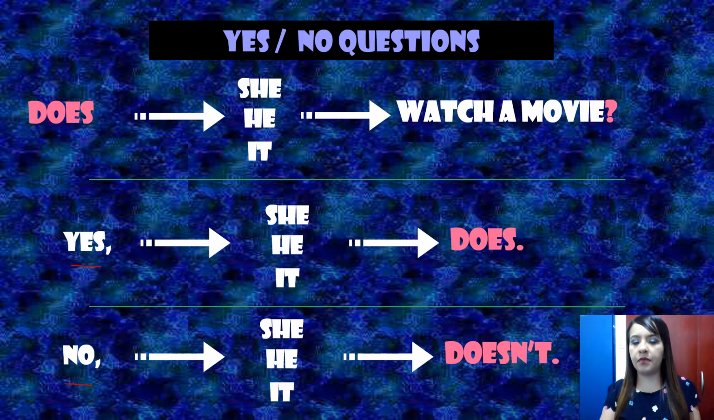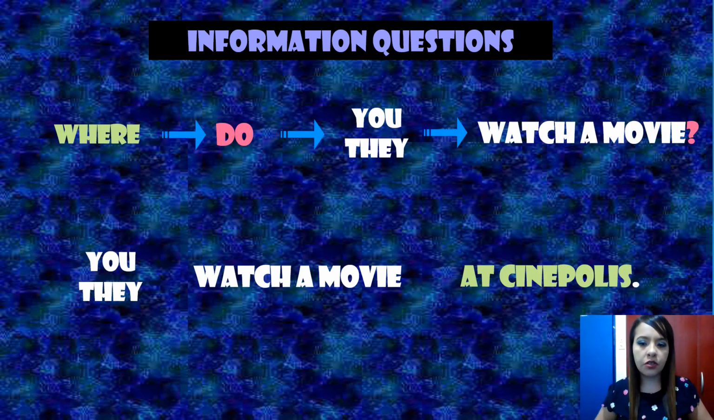But what happens with information questions? As the name says, we're not going to answer with yes or with no. We're going to give information. So let's observe this example. So we have where. What's where? Where is an information word. An information word like what, when, who, whom, which, how much, how many, how far, how old. Those are information words. In this case, we're using where.